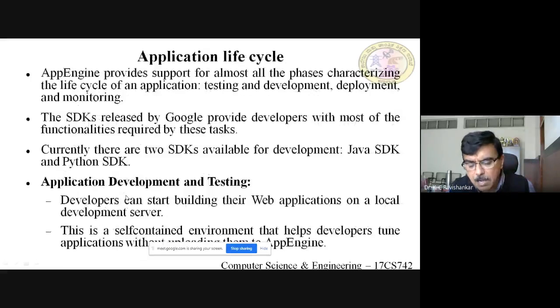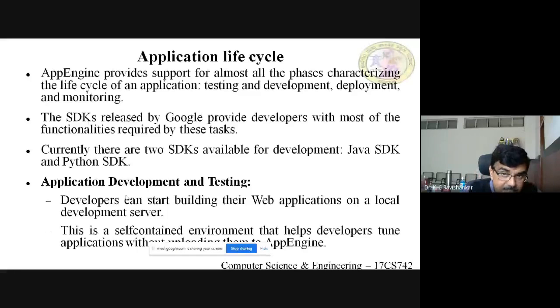Okay. Next, we have application lifecycle. App Engine provides support for almost all the phases characterizing the lifecycle of an application: testing and development, deployment, and monitoring. Please note, testing and development are repeatedly done, and then it will be deployed on the server, and then it will be monitored. All this is the life cycle of an application.